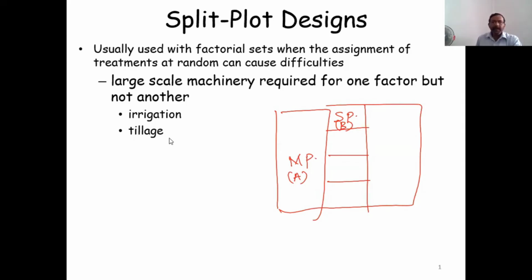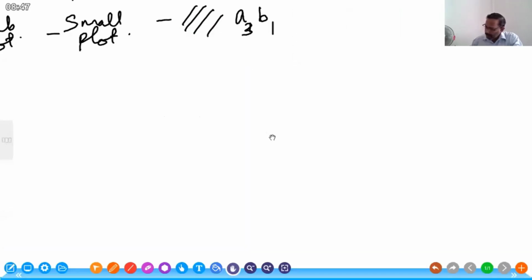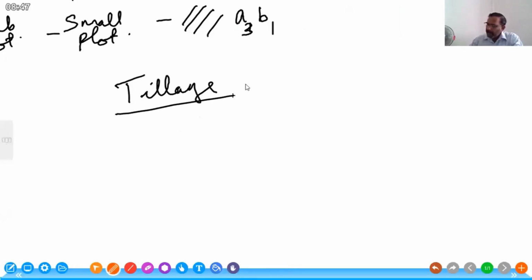For example, look at it. Irrigation and tillage. I'm doing tillage using a tractor. My experiment is based on tillage and irrigation. I will take tillage first. I'm going to do the tillage. Tillage can be done by what method? Anyone?